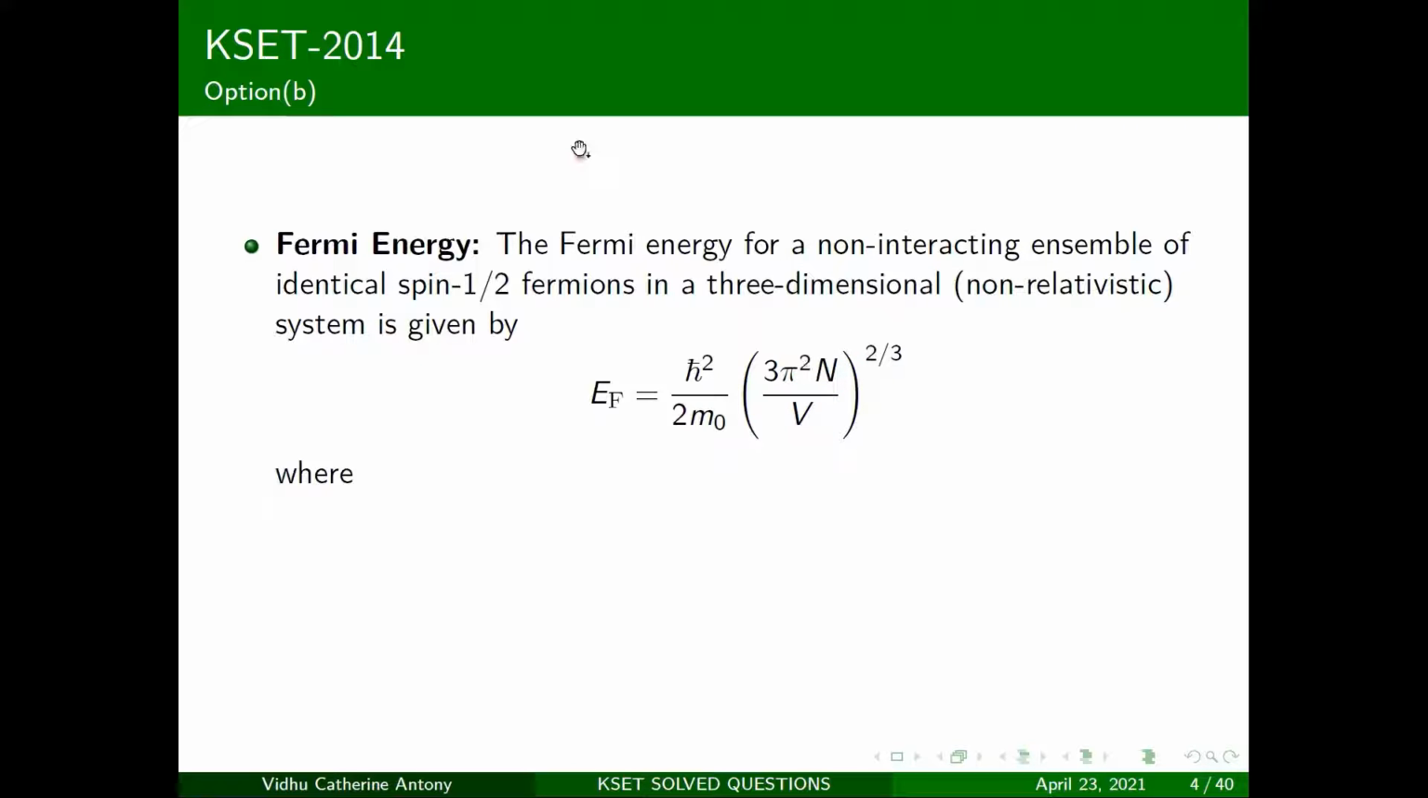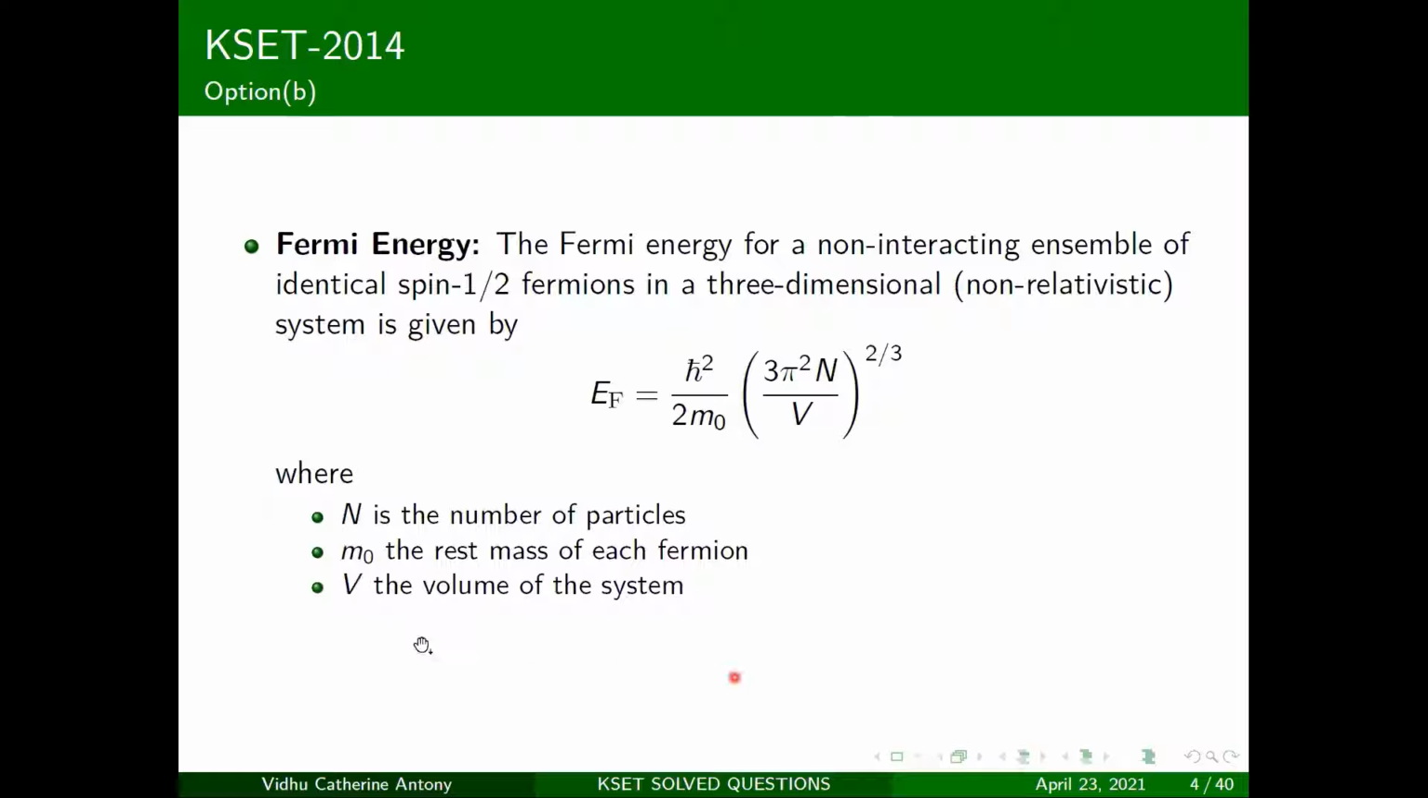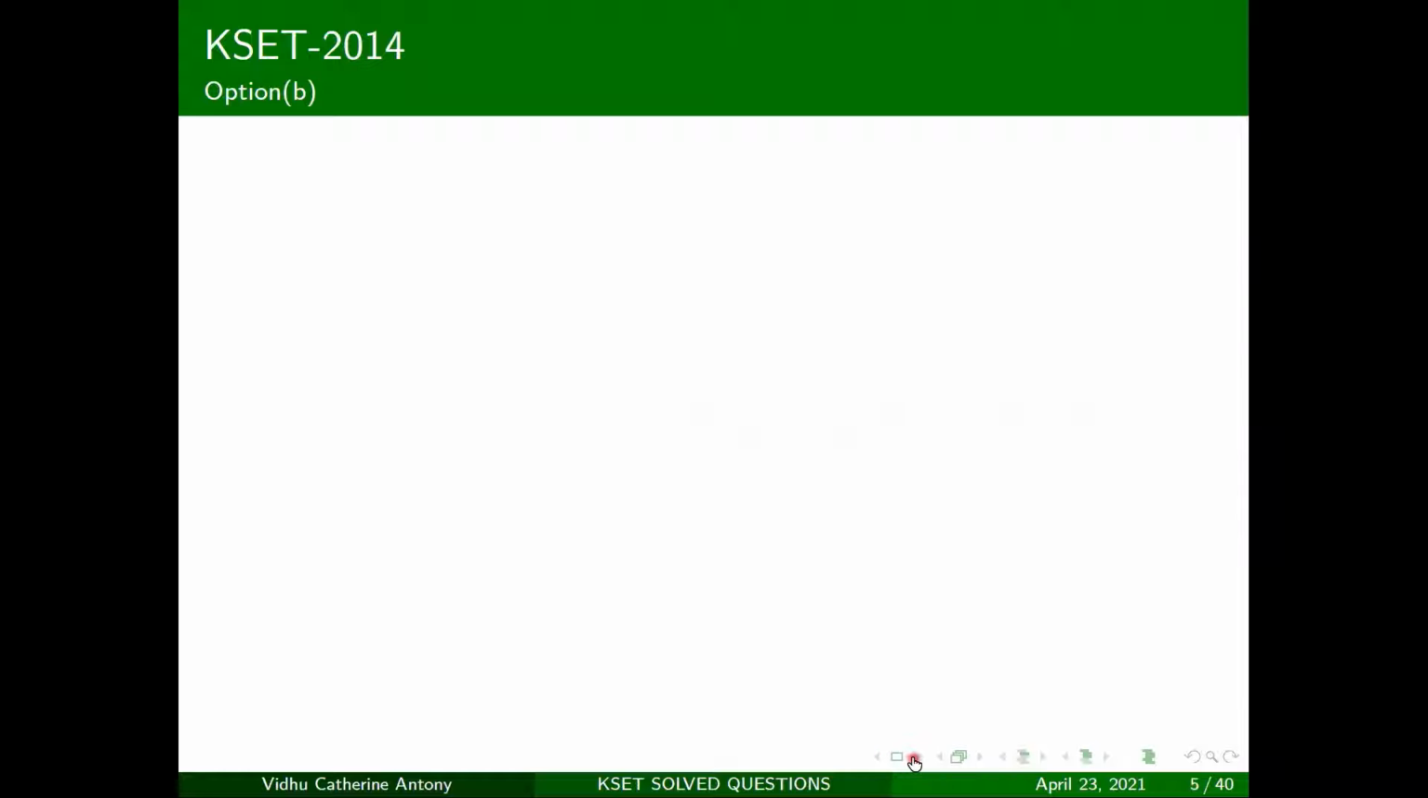Now this N by V here, in your previous case, was basically n. So you have an N by V, which is n. Okay, so that's your concentration per unit volume, which we discussed before. And let's look at this. N is the number of particles. m naught is the rest mass of each fermion. V is the volume of the system. h cross is the reduced Planck's constant, and all those terminologies that you have.